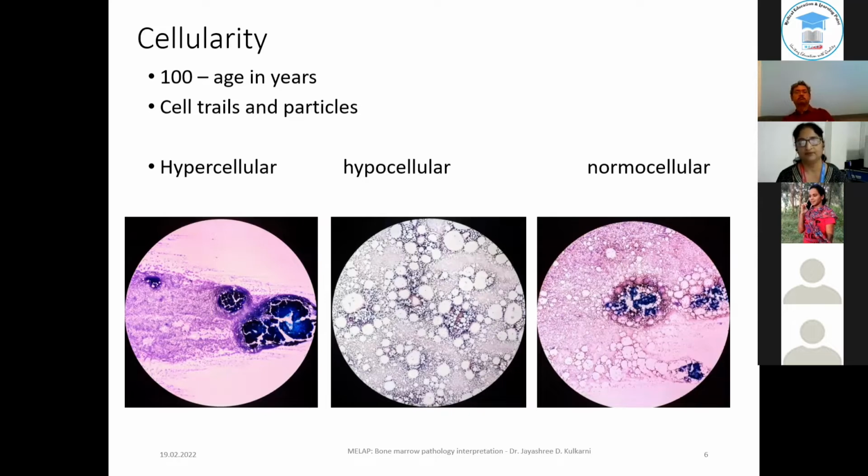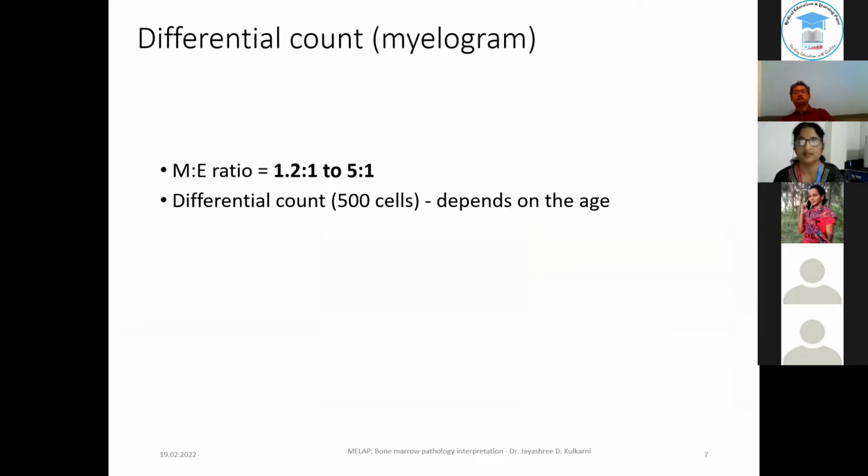Because, for example, if you look at myelofibrosis, the particles may be cellular, but because of the fibrosis, the cell trail will be empty. So this gives you additional information in interpretation. Then you look at them and say whether it is hypercellular or hypocellular. If the fat spaces are more and the cells are less on the cell trails, then you call it hypocellular or normocellular. This you will learn only by experience, but cellularity is definitely best assessed by a bone marrow biopsy.